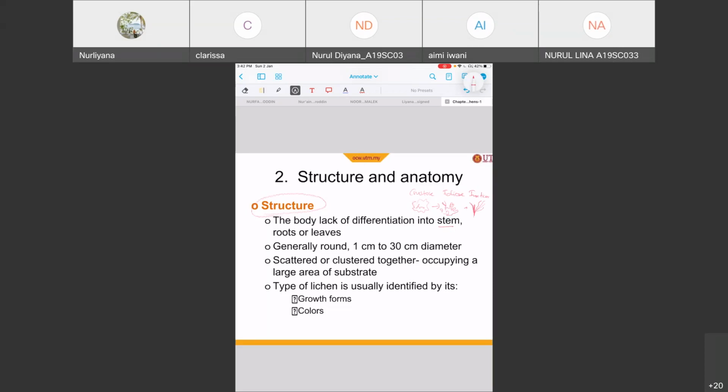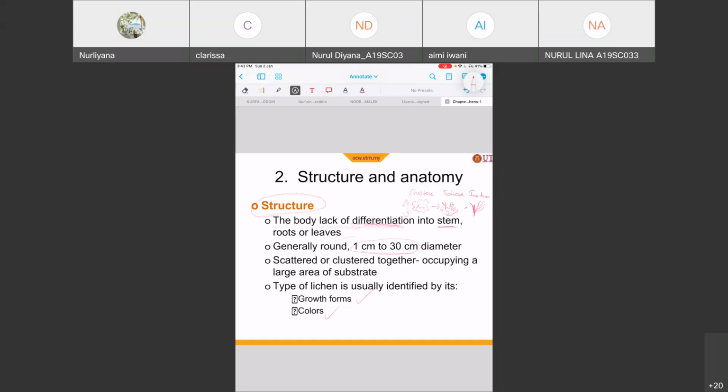So that is why it's explained here. They lack differentiation, but they can be differentiated into a higher development of stem, roots, and leaves. They are generally around 1 to 30 centimeters in diameter, so they can reach up to 30 centimeters. They can be scattered or clustered together to occupy a large area of substrate, and they can be differentiated in terms of their forms and also in colors.